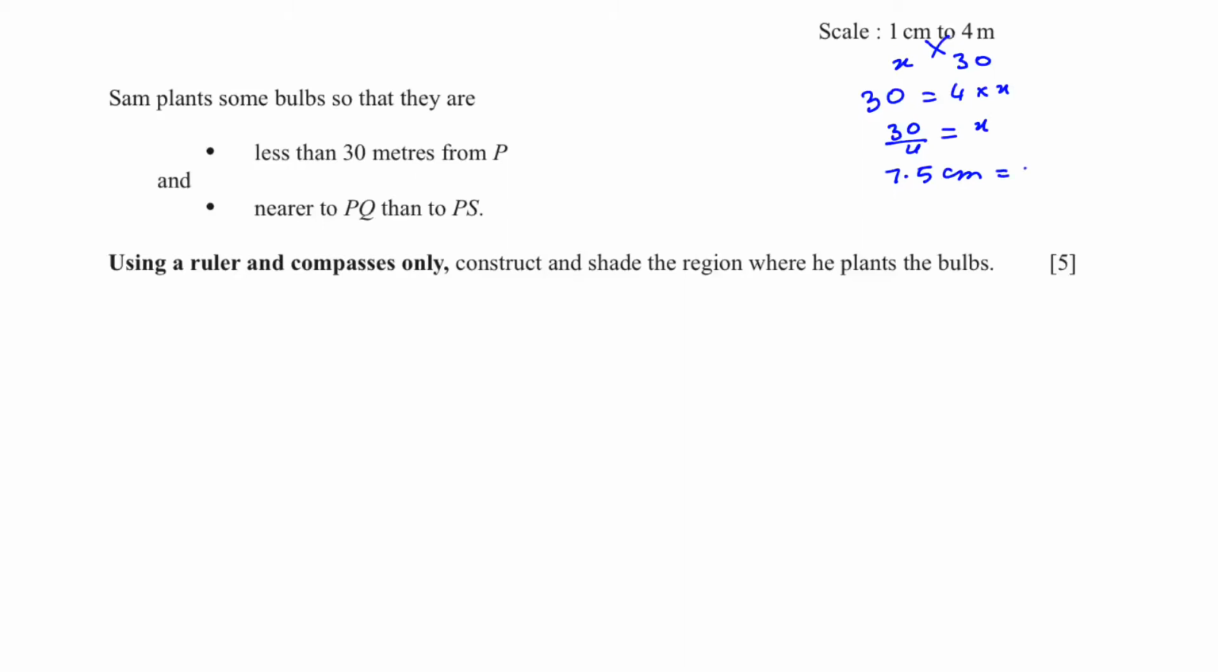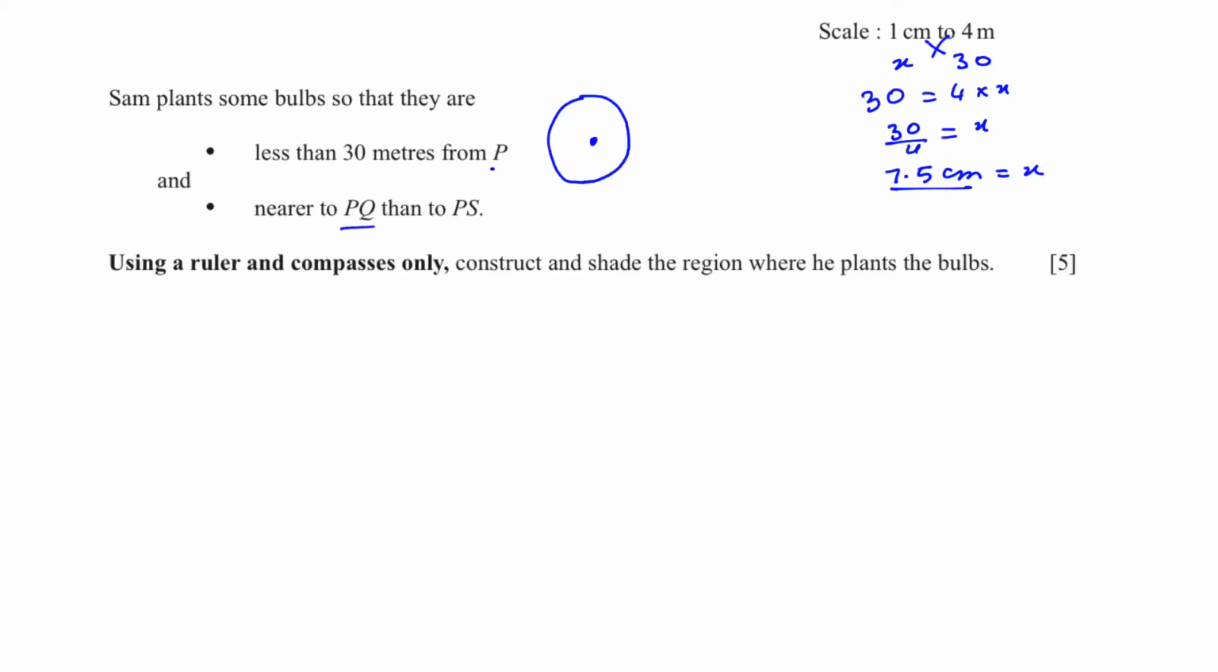So this is the distance from P. It has to be less than that. P is a point. Whenever you want to find the loci of a point, it's a circle. So you have to draw a circle.